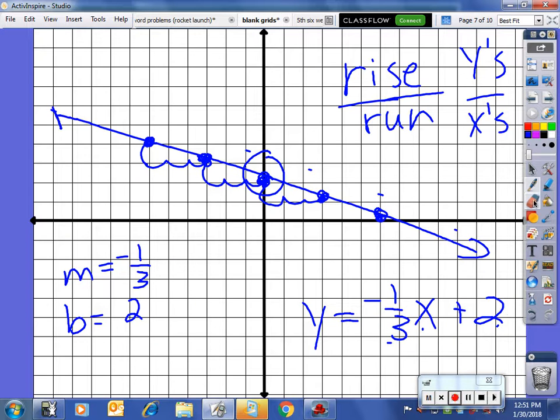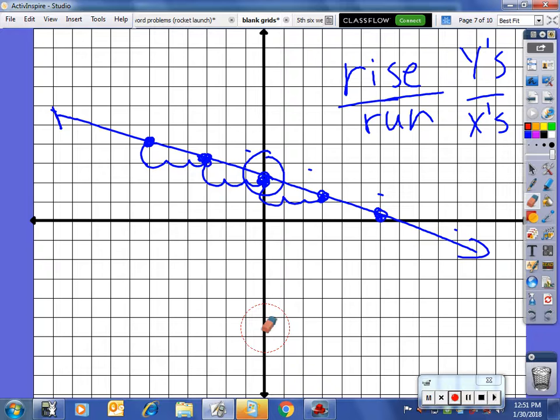Okay, also, let's say you wanted to go from this point all the way down to this point at the end. That would work as well. I would have to go down 1, 2, 3, 4, and over 1, 2, 3, 4, 5, 6, 7, 8, 9, 10, 11, 12. Down 4 and over 12, guess what that reduces to? Negative 1/3. So it doesn't matter what point you start at or what point you end at. I do like to move forward across the line.